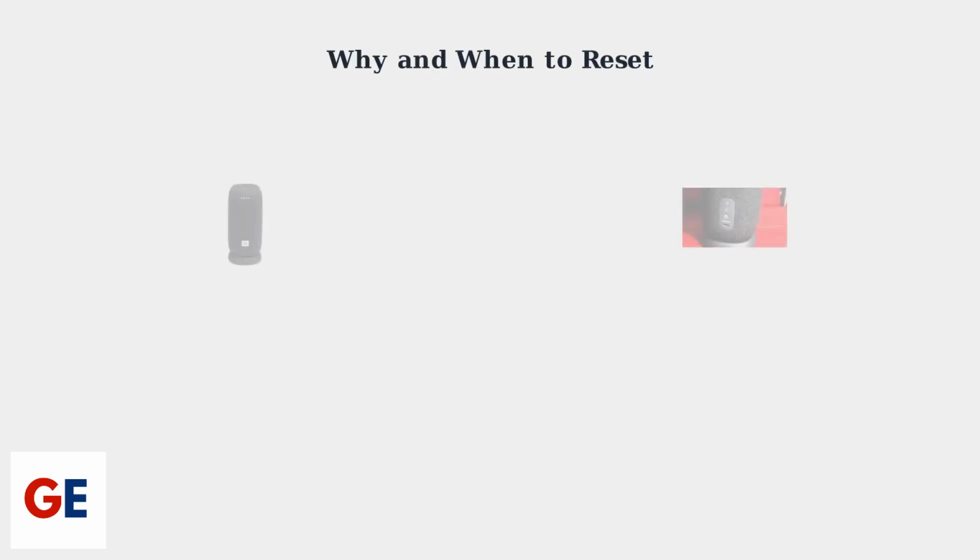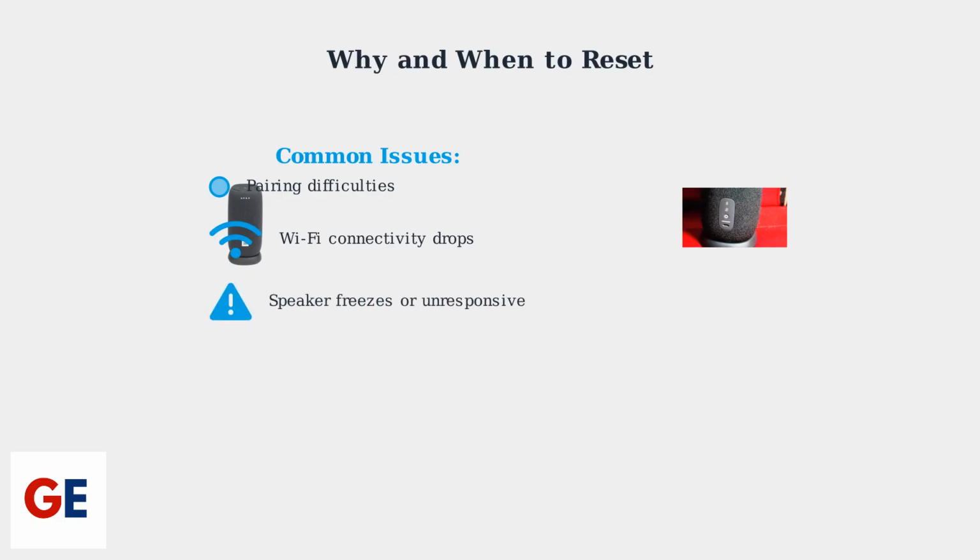Experiencing issues with your JBL Link Portable speaker? You're not alone. Many users encounter common problems that can be frustrating, but are often easily resolved. The most common issues include pairing difficulties with Bluetooth devices, Wi-Fi connectivity drops, especially after changing your network, and general unresponsiveness where the speaker freezes or becomes sluggish.